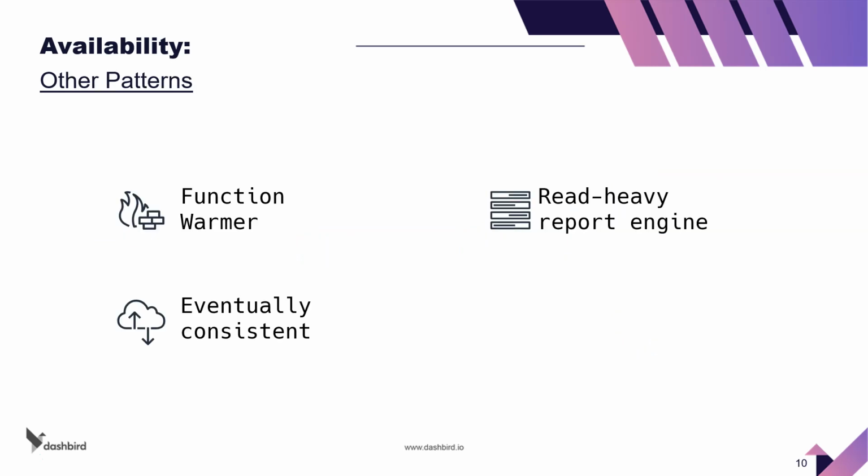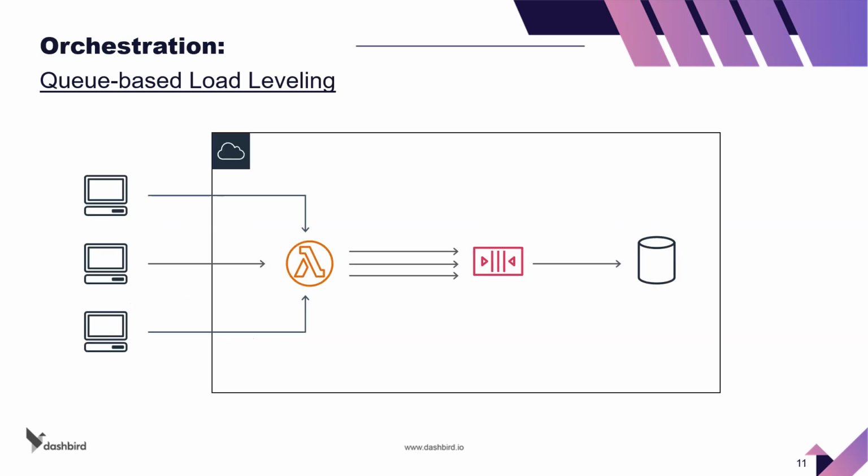Other availability patterns we will cover in next videos are the function warmer, eventually consistent, and read heavy engine.